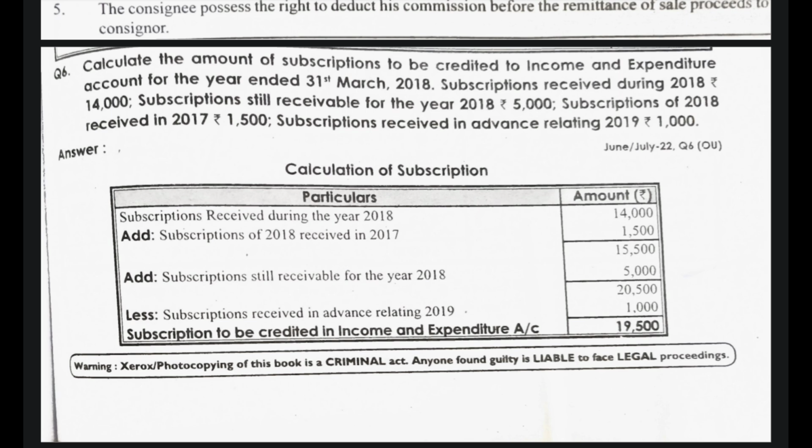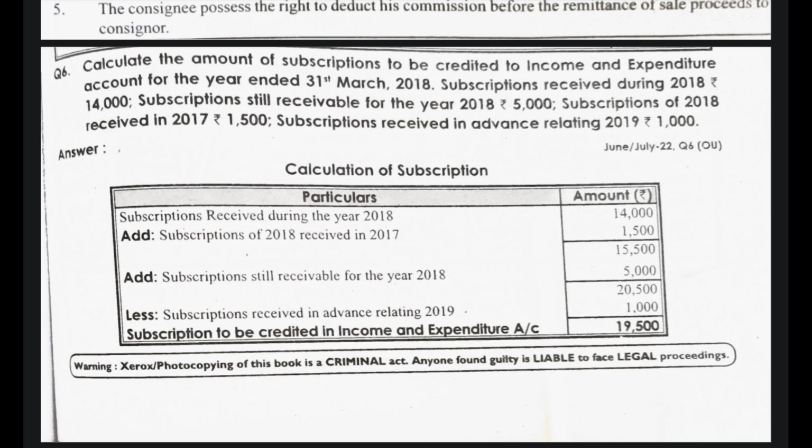Subscription of 2018 received in 2017. So relating to the subscription received, we have to consider only 2018. If we have received the 2018 amount in 2017 also, we have to add it. So this 5,000 also we have to add. Subscription of 2018 received, this 1,500 also we have to add. Subscription received in advance relating to 2019. 2019 will be the next year. So last year and next year amounts we have to deduct. But if in the last year we have taken the amount relating to the current year, we have to add. That point you have to remember.